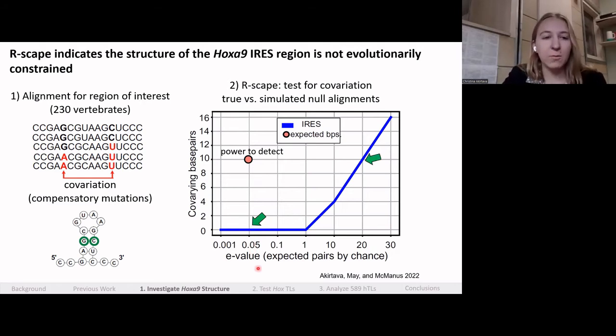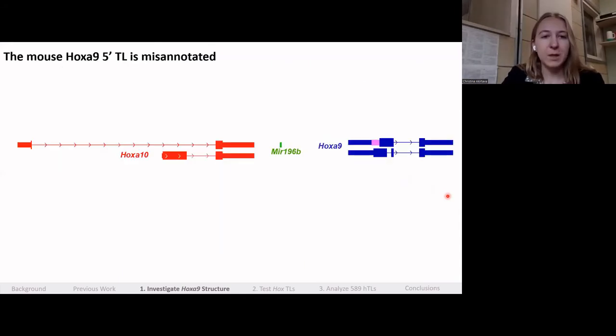And only when I raised the e-value to 20, so that's when you have an e-value of 20, you expect 20 base pairs by chance. We only get 10 significant base pairs. So this modeling shows that there is no significant covariation amongst the 230 vertebrate alignment. So from our analyses, we saw no structural conservation of the putative HOXA9 IRES.